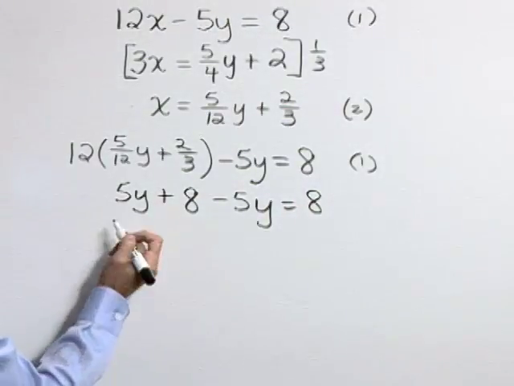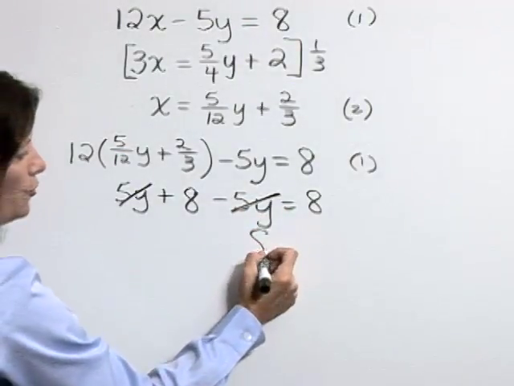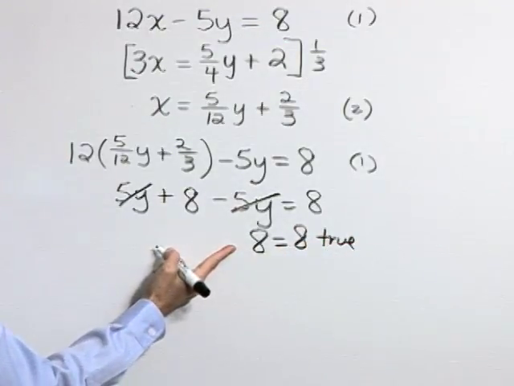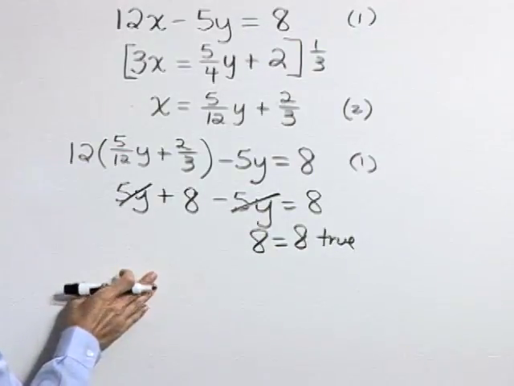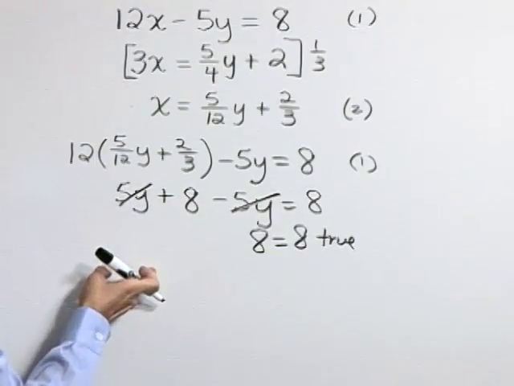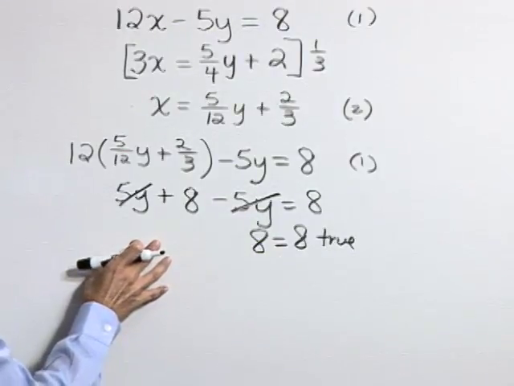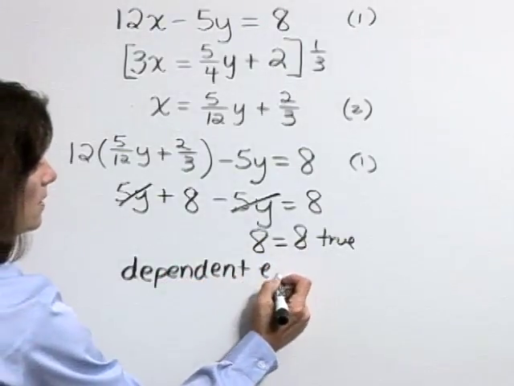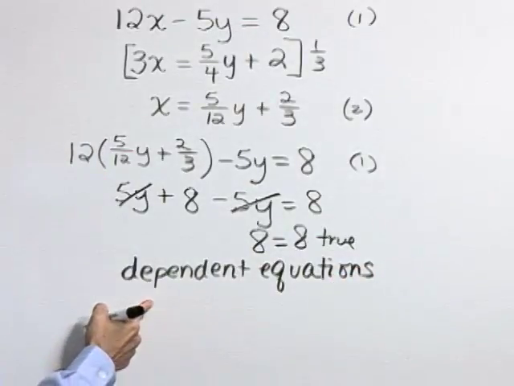Now notice something happens here with our y terms. Positive 5y, negative 5y cancel out, leaving us with a true statement. 8 is equal to 8. That is true. So what's happened here is our two equations are actually different forms of the same equation. If we graphed them, we would see the same line sitting on top of itself. So we would say then that these equations are dependent. Let's make a note of that. They are dependent equations, and let's write the form of our solution set.